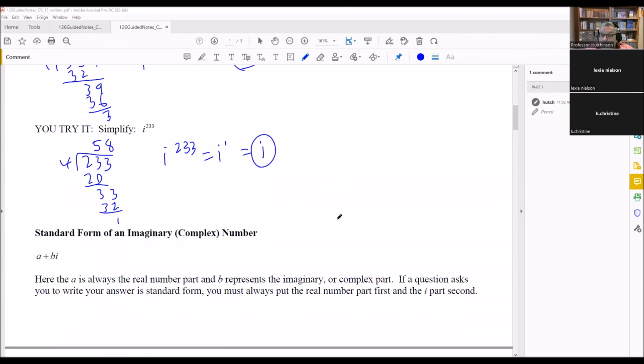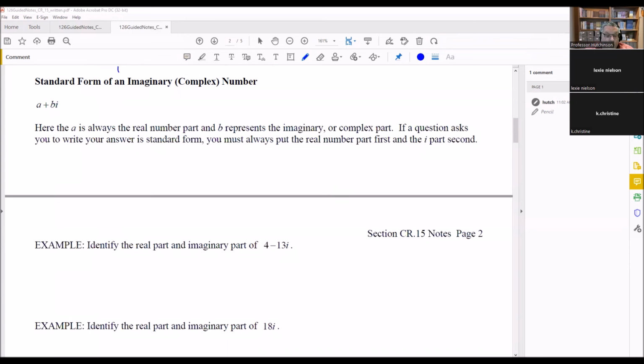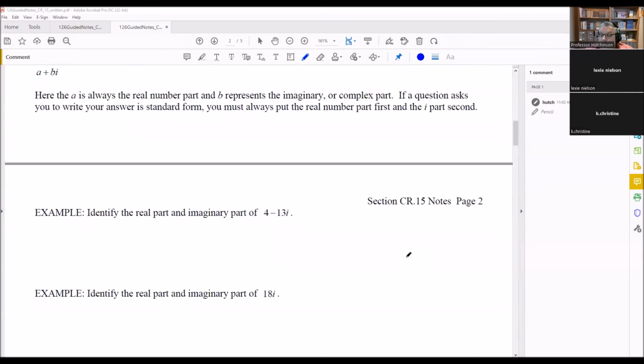Okay, so next we're going to jump to the standard form. Standard form is a plus bi. So you see there are two different pieces. You have the real number part, which is the a, and you have the imaginary part, which is your b. A type of question it would ask you here would be to identify the real part and the imaginary part, like these two questions down here. That's really all you have to do, just type all that in. The real part equals and the imaginary part equals.